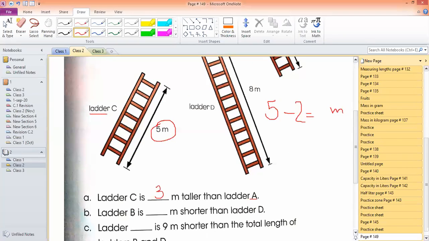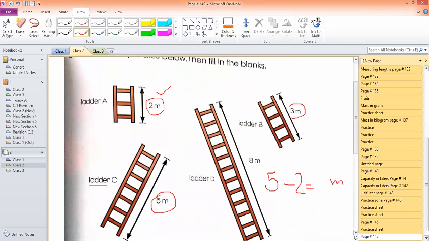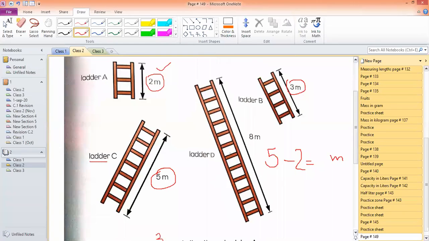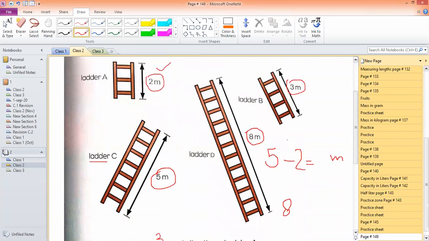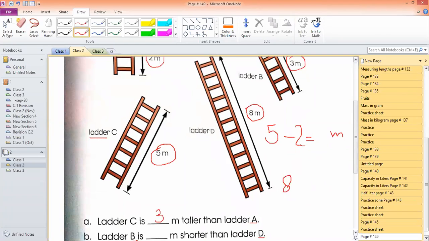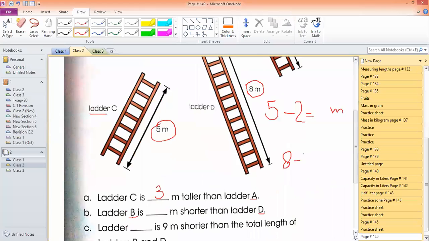Now, ladder B is dash meter shorter than ladder D. So what is the height of ladder B? This is 3, and ladder D, this is 8. So guys, when you have to find out the difference, you will write the bigger one. Ladder D is taller, 8 meter, and then you will minus ladder B, which is shorter. How much shorter? For that, 8 minus 3 is equal to dash meter.